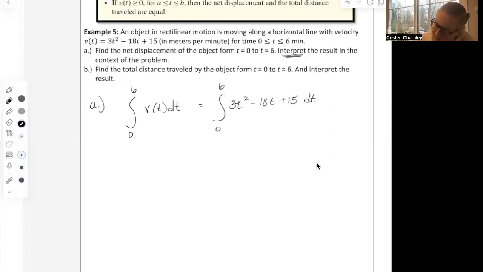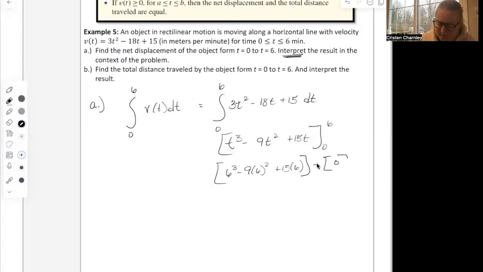Fundamental theorem of calculus. This is t cubed minus 9t squared plus 15t between 0 and 6. So 6 cubed minus 9 times 6 squared plus 15 times 6. And luckily, everything else is a 0 after that. I don't have a calculator right next to me, so whatever that number turns out to be, this would be the displacement. So if we interpret the result, meters per minute, we're going to drop the per minute. So this would be however many meters.